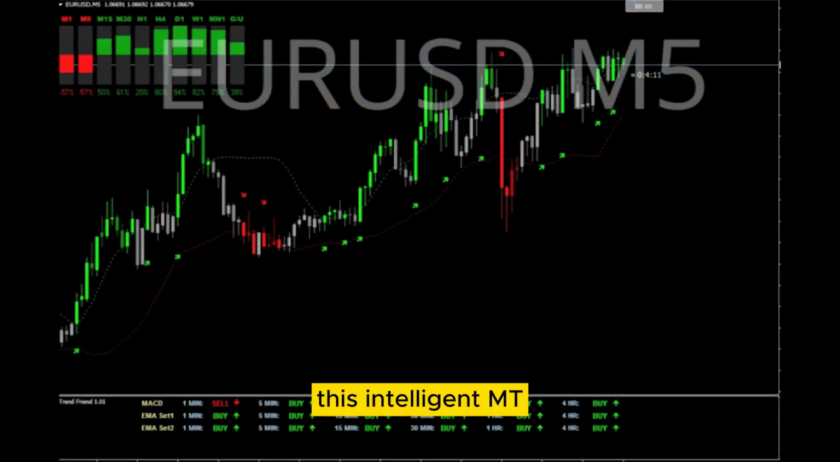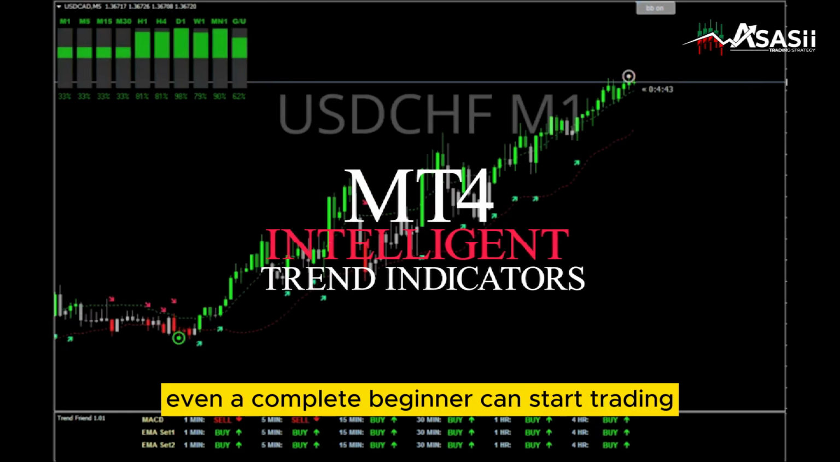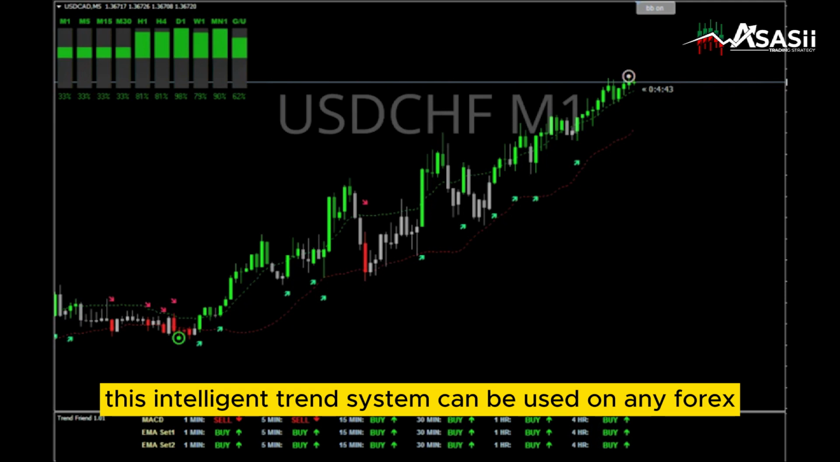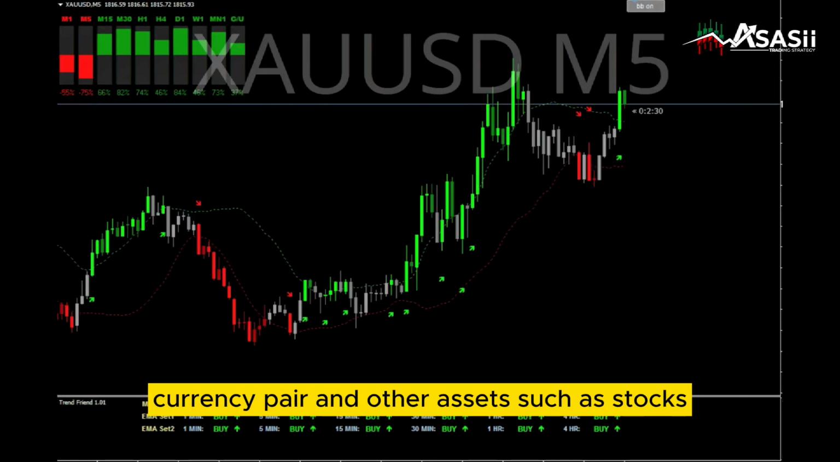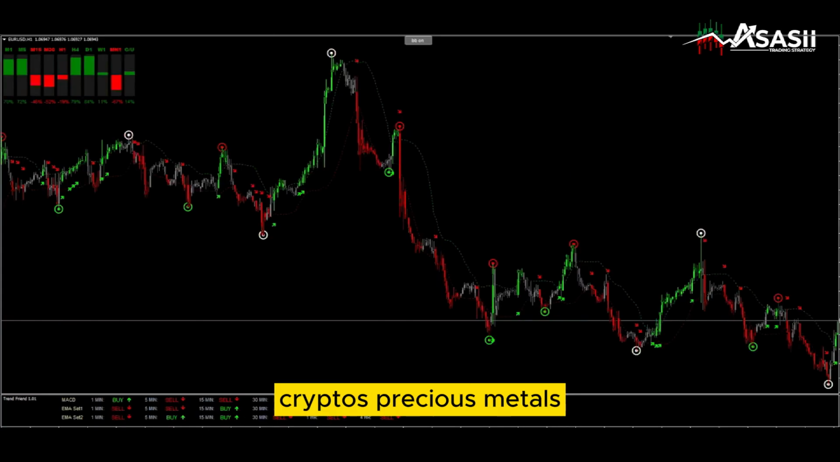This intelligent MT4 indicator system is straightforward. Even a complete beginner can start trading and making profits with this system. This intelligent trend system can be used on any Forex currency pair and other assets such as stocks, commodities, cryptos, precious metals, oil, gas, etc.